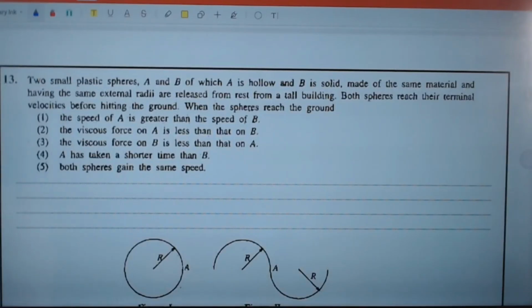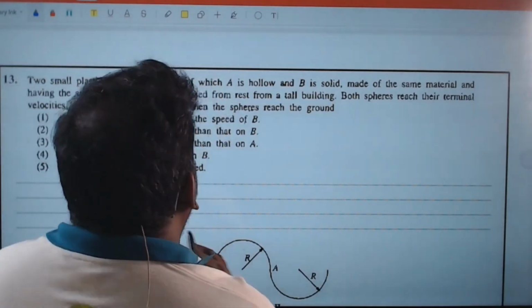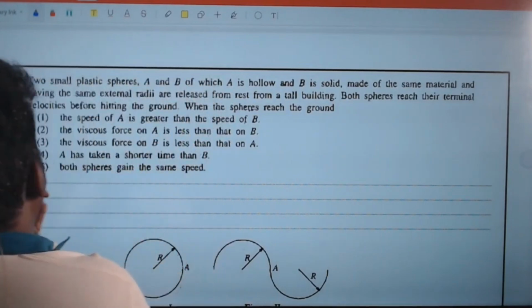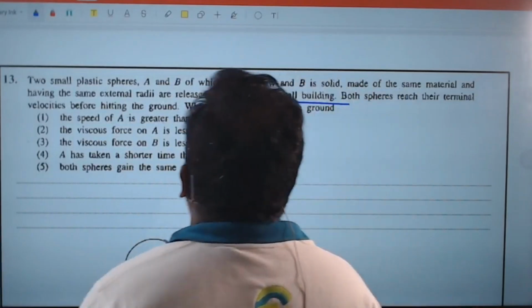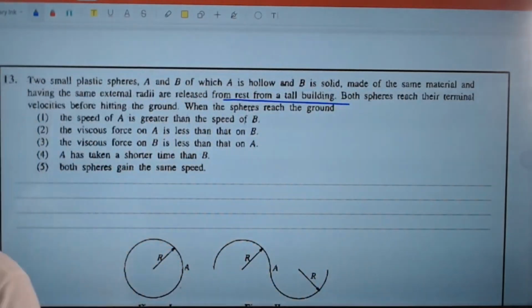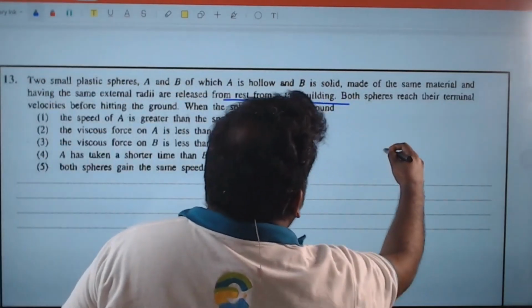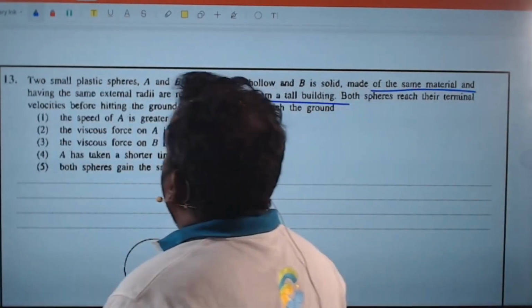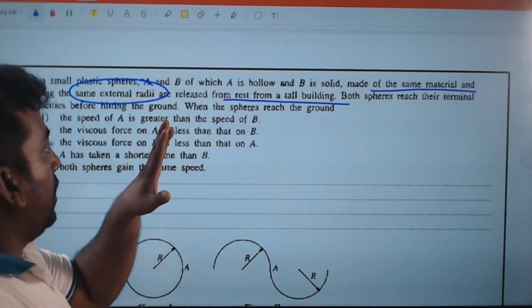Question number 30. Two small plastic spheres A and B, one hollow, one solid, made from the same material and having the same radius, are released from a tall building. Both spheres reach their terminal velocity before hitting the ground. The important point is that one is hollow, one is solid, made from the same material and having the same radius.